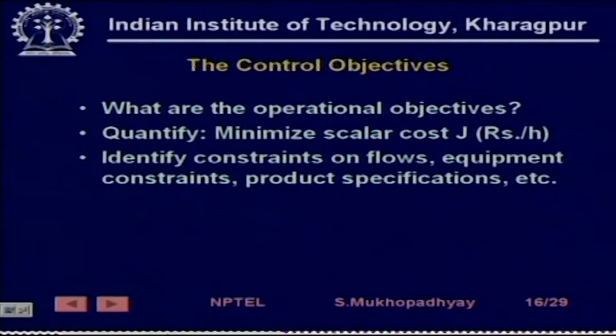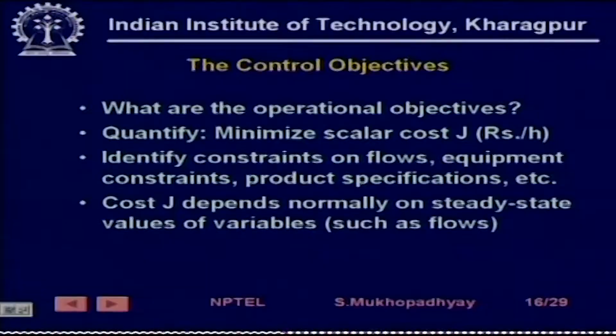So, you also need to understand the various constraints on flows. If you want to do that, you need to identify the constraints on flows, the various equipment constraints, actuator input constraints, and you also need to understand the product specifications. That is, let us say, product composition bounds, or product dimension bounds. These are very important to be identified before the control objectives can be specified. Only after that can you even start doing a controller design.